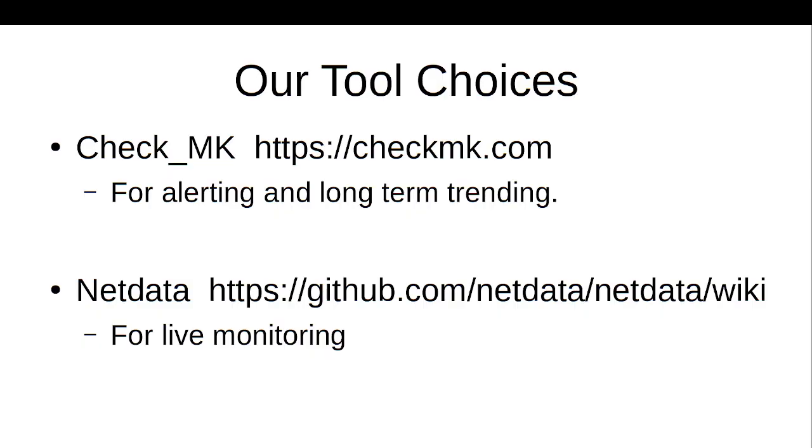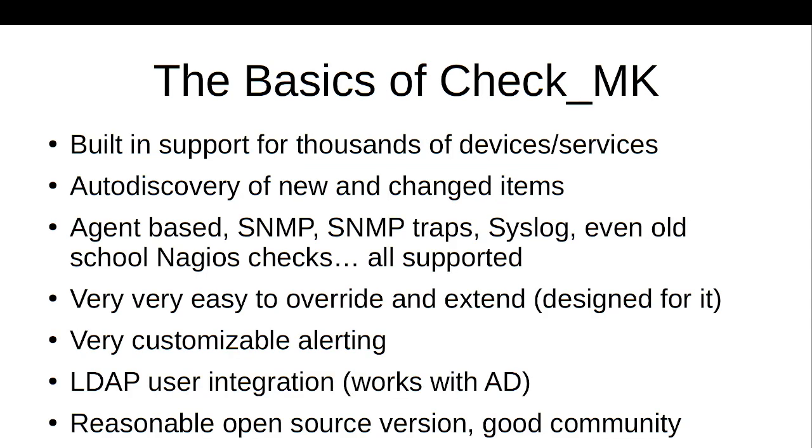The tool choices we made to get us that ease and cat-like ability, but also lots of flexibility, are Checkmk for alerting and our long-term trending, and Netdata for our live, right up to the second monitoring. Those are the 2 choices we made. Checkmk has support for thousands of devices. It can auto-discover new and changed items on monitored devices. It has so many different ways of getting monitoring data to it, whether by agent, SNMP, trap data, syslog, old school Nagios checks. It does push, it does pull.